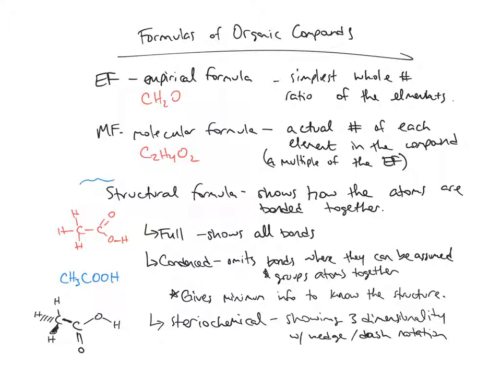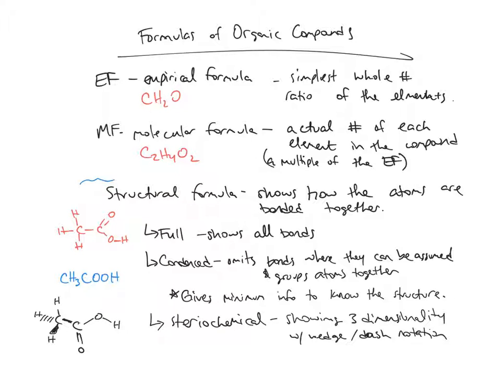And this is where you're showing the three-dimensionality. So notice on this one how I was pretty strategic to get as many of my bonds as possible in the plane of the paper. That way you have as many just normal lines as you can possibly have, and then you have less of the dashes and the wedges going in and out of the paper.